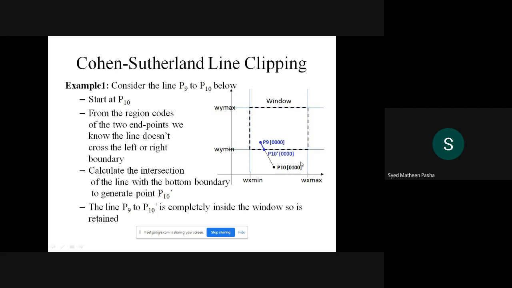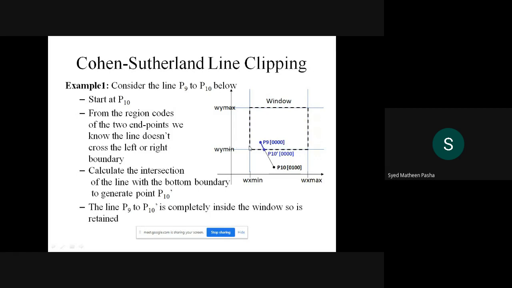What is the value for this region code? I can tell the value for this particular region code is 4 here. So this is a window I have defined here. Now I want to perform clipping. I'll start at point P10, that is nothing but this point P10.